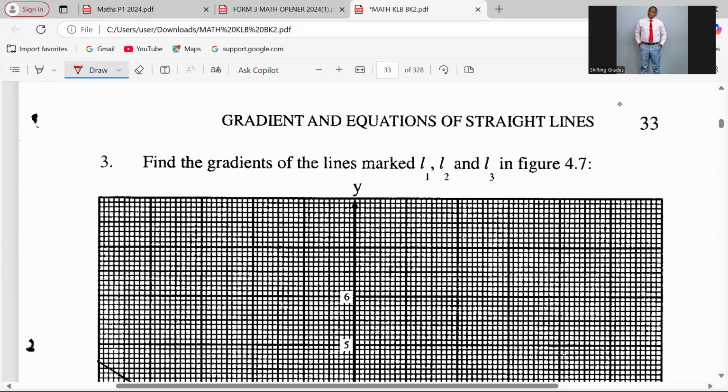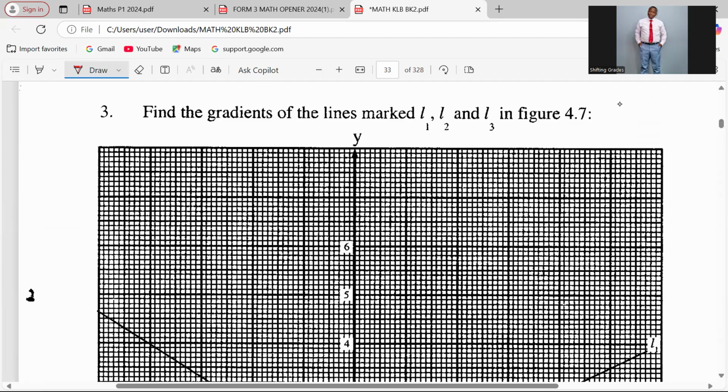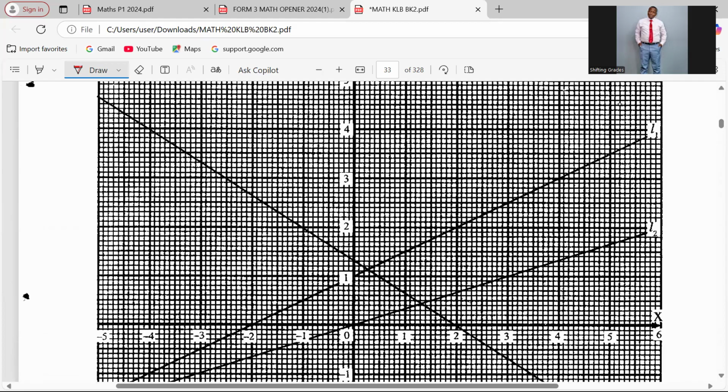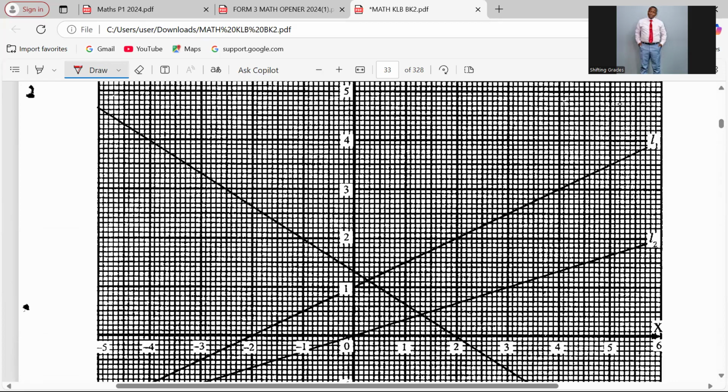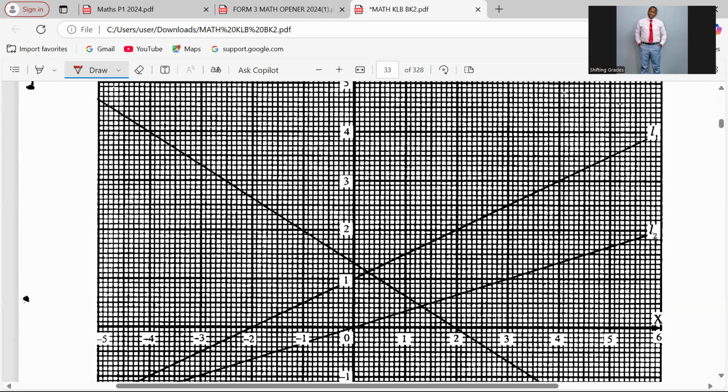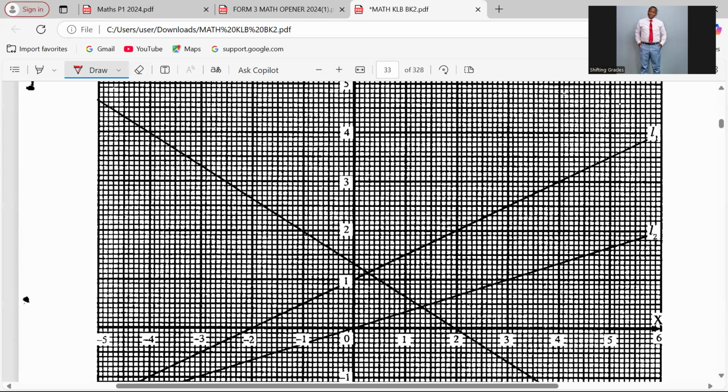Give me the gradients. Look at this other question here. Find the gradient of the lines marked L1, L2, and L3 in the figure here. I will deal with only one. Let me choose this line L3, which is having a negative gradient. So I just need to come to this graph and I pick two coordinates which are lying on the line.